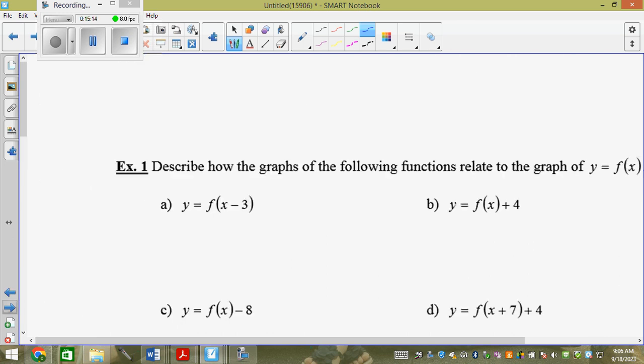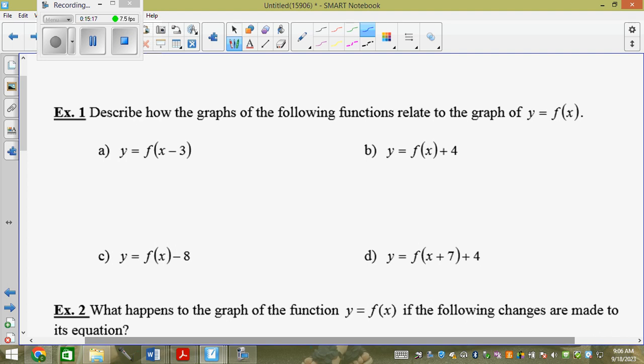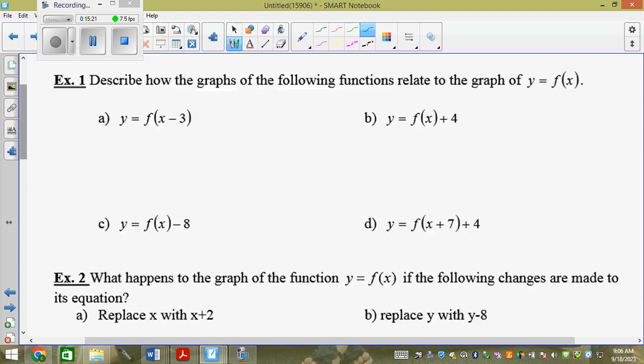Okay, next page. So here it says, describe how the graphs of the following relate to the functions of y equals f of x. Are A, B, C, and D graphs? Are they graphs? No, they have a little f in them, right? So they are literally just transformations, not in words, right? Transformations in an equation. So let's talk about this one. What is this one doing? It's with the x, so it affects the x. So is it a horizontal translation or a vertical? It's a horizontal translation. Three units what? Units right.